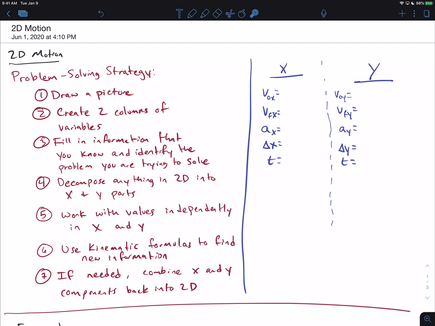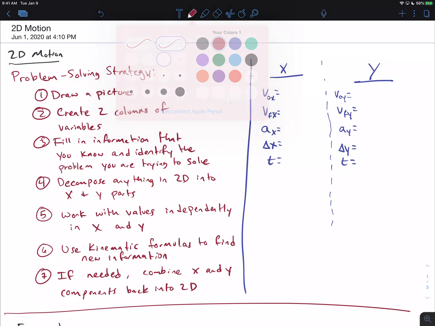Right here on the left, I have a rough problem solving strategy you can use as a framework just as you're getting started, to approach problems. So you'll have some kind of motion in two dimensions, but we don't want to work with this in two dimensions. We want to use one-dimensional motion because that's what we already know how to do. So you'll create your two columns of variables, similar to what I've done here. You'll create this for your problem, and after you fill in everything that you know from your problem, you'll decompose anything that's in two dimensions.